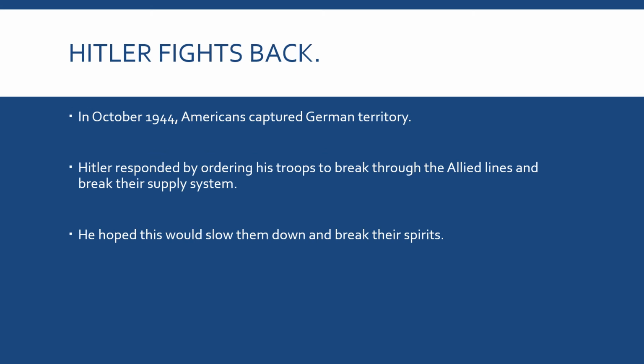Now, Hitler is obviously not going to take this too well. In October of 1944, Americans are going to begin capturing German territory. They're going to start to push into Germany a little bit. Hitler is going to respond by ordering his troops to break through the Allied lines and break their supply system. Hitler is hoping that the German troops will split the Allies in half, so that they're thrown off and can't communicate, in hopes that this will set Germany back up for some victories. He hopes that this will slow them down and also break their spirits as well.